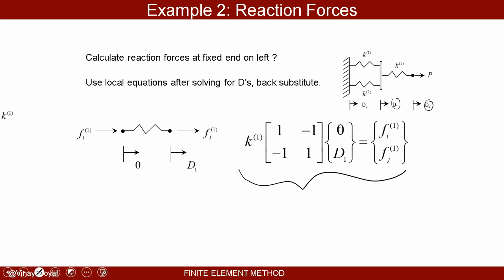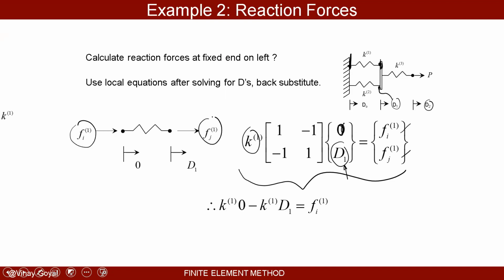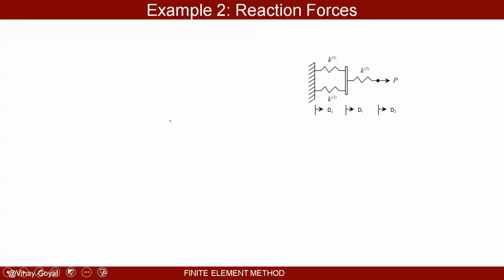I know that this is degree of freedom 0, so that's 0. Globally, this is D1, but locally also is D1 because that node is connected here. I know D1 now. I know what D1 is. I know K. So I can actually get the forces for that spring here and here, right? From the first equation, get F1, the load, the reaction force here. From the second equation, you get the load here at this node.